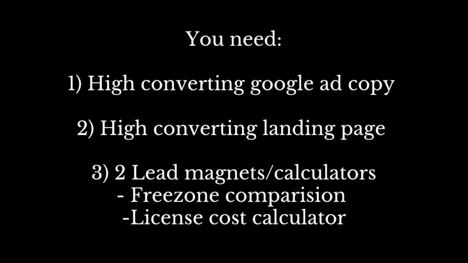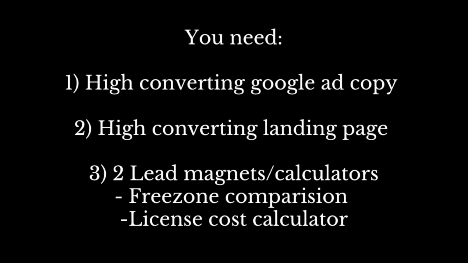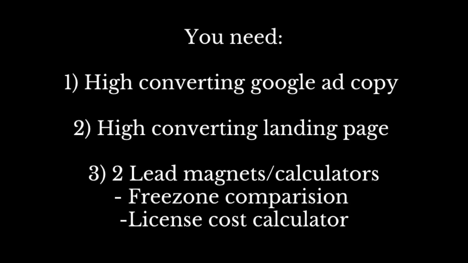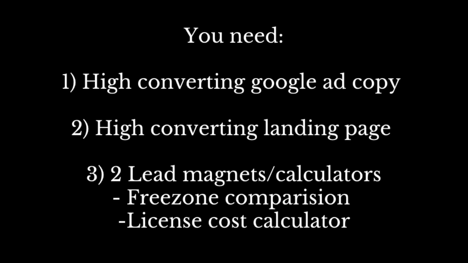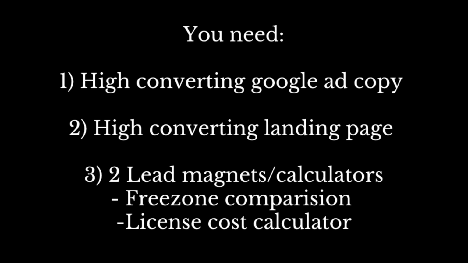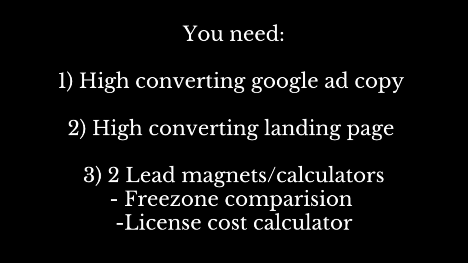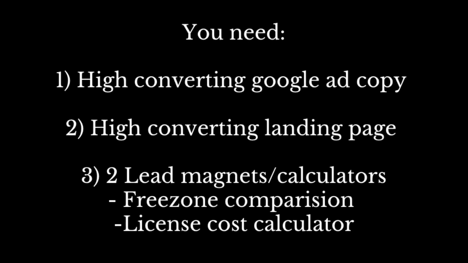You remember? If you're starting out, don't use meta ads. The leads are low quality. If you want high intent inbound leads, start with Google Ads, at least until you hit your first 500 clients. To make this work, you just need 3 things: a high converting Google ad, a high converting landing page, and at least 2 lead magnets or calculators, a minimum of a free zone comparison tool, and a trade license cost calculator. You can add more later, but these are non-negotiable.